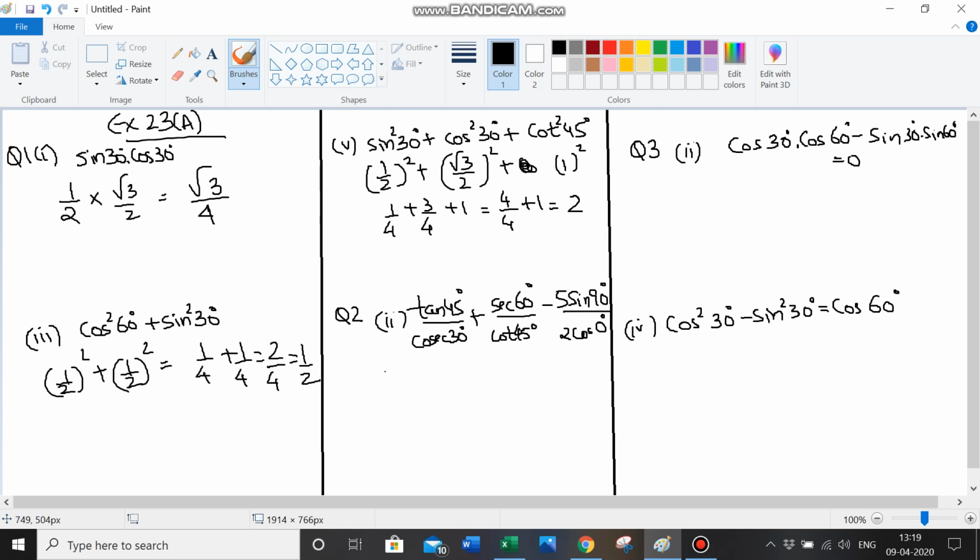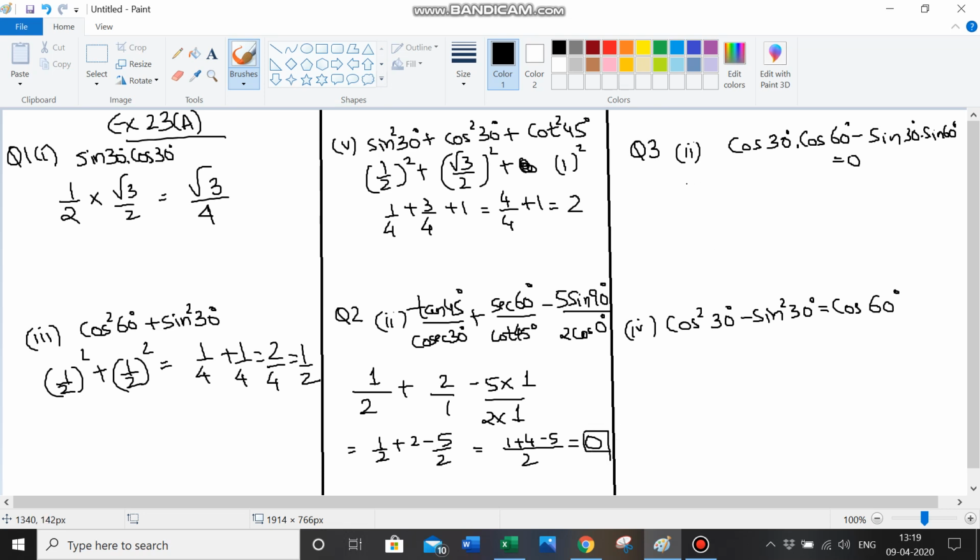Let's look at question 2, part 2. Tan 45 degree is 1, cosec 30 degree is 2, plus sec 60 degree is 2, and cot 45 degree is 1, minus 5 times sine 90. Sine 90 is 1 upon 2 into cos 0. Cos 0 is 1. So this is half plus 2 minus 5 by 2. The LCM is 2. So 1 plus 4 minus 5 equal to 0.